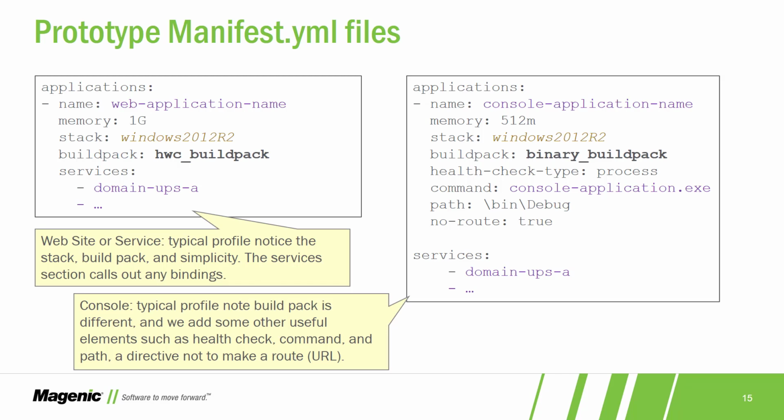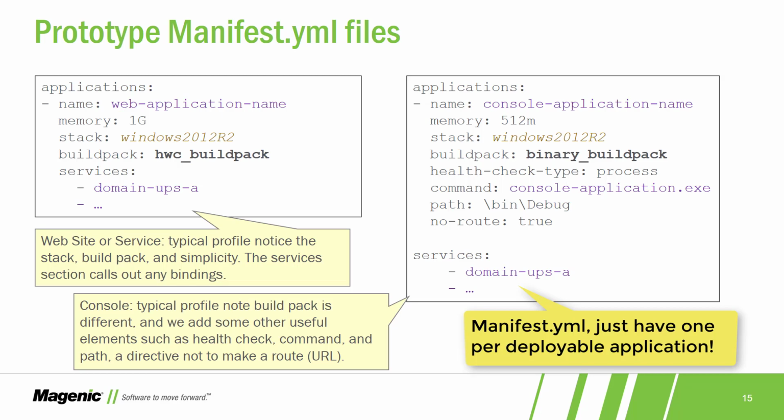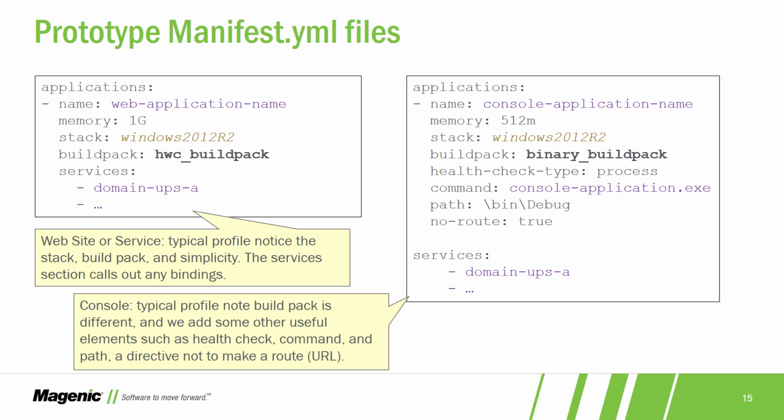So let's look at some prototype manifests. I am a big fan of making a manifest for each of my deployable units because there are things that I want to explicitly say in terms of instructions to CF push that I don't want to leave to chance. So an example of that would be how much memory. Here we have two manifest prototypes with different memory requirements.